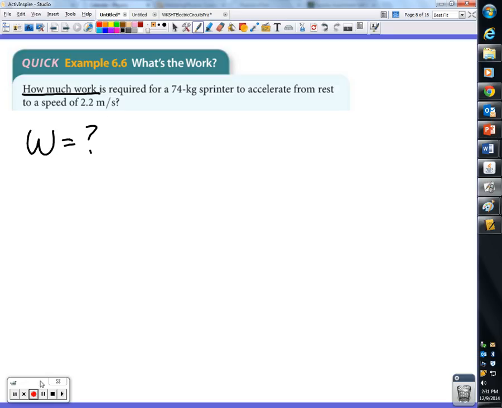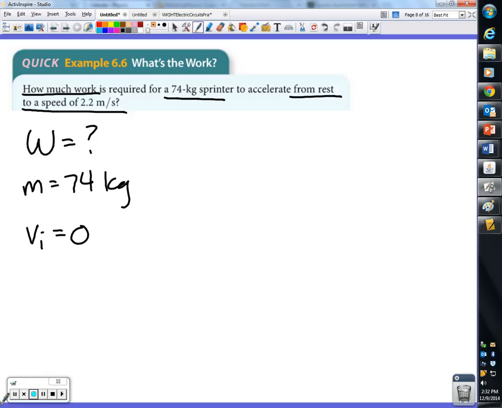How much work means we're looking for the amount of work, right? A 74 kilogram sprinter, that means the mass is 74 kilograms. From rest, v_i is 0, to a speed of 2.2. Okay? Good with those? All right. It's asking us to calculate the work.